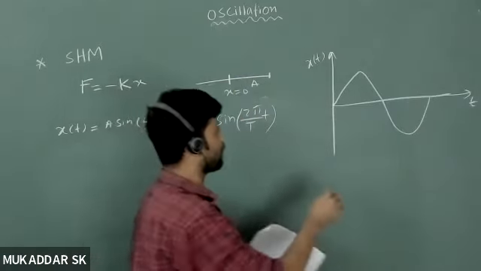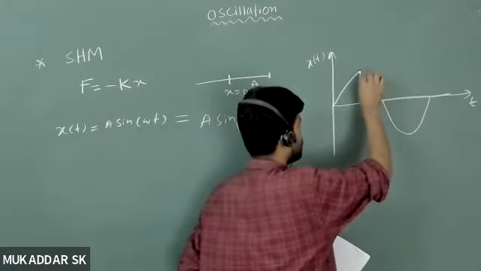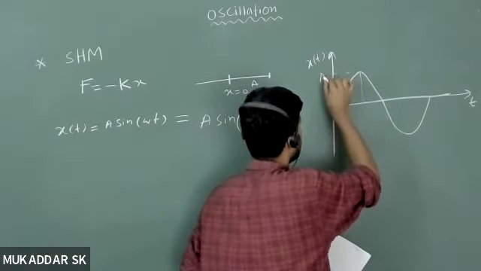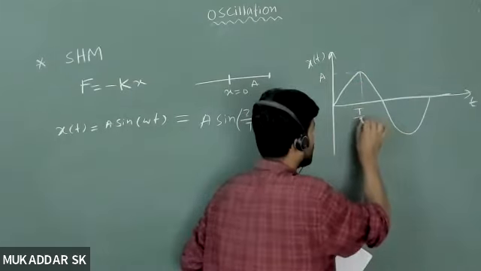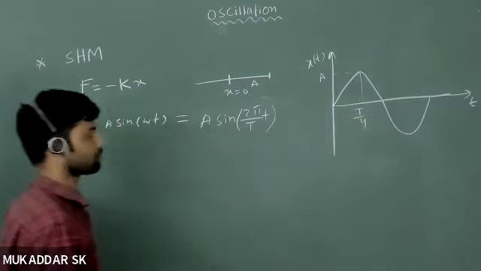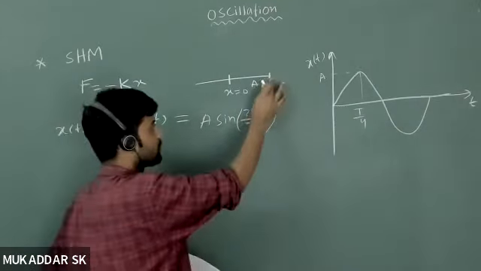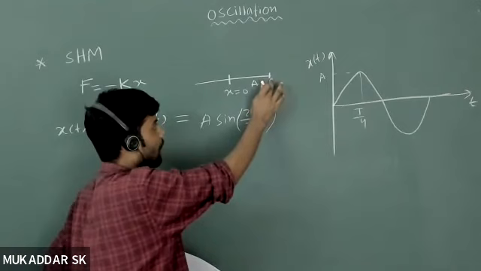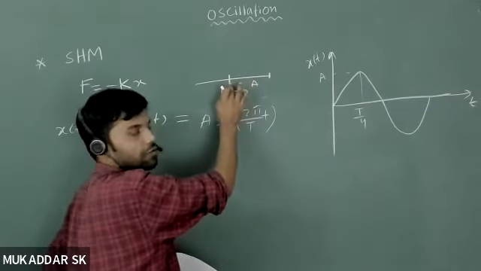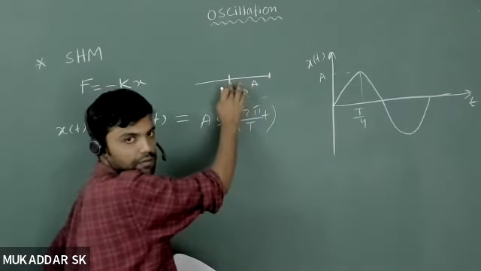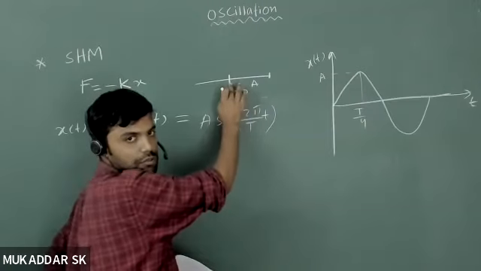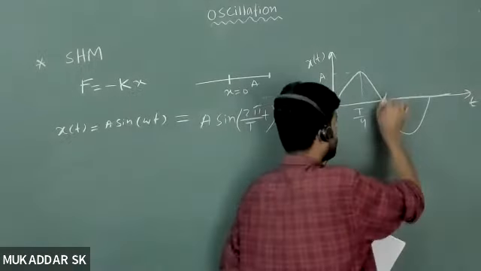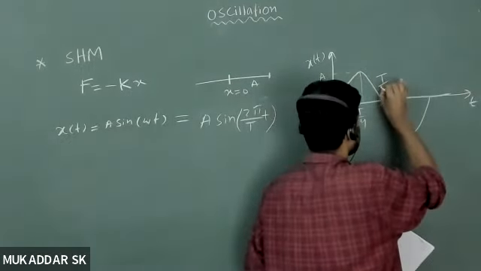So at T by 4 you will have maximum displacement. This displacement is maximum, and that is nothing but capital A, and that time corresponds to capital T by 4. Okay. Now at capital T by 4, your oscillator is here. Again, after capital T by 4, the oscillator will be here. At this situation, displacement is 0. So total time is capital T by 4 plus capital T by 4, so at capital T by 2, your displacement is 0.